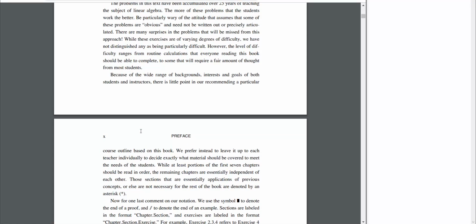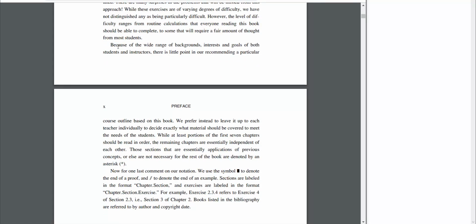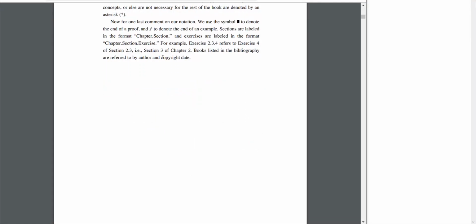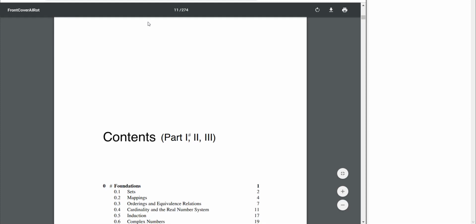You just have to go back. I think I've missed something important here. There is little point in recommending a particular order. So they don't regularly have a recommendation on a course outline. In our case, it just means that we go through the different chapters and get going.